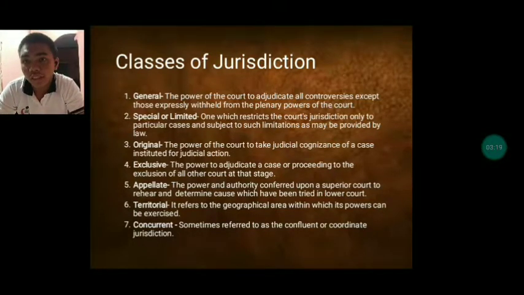Concurrent jurisdiction is sometimes referred to as the coordinate jurisdiction, which is the power conferred upon different courts, whether of the same or different ranks, to take cognizance of the same stage of the cases in some different territories.